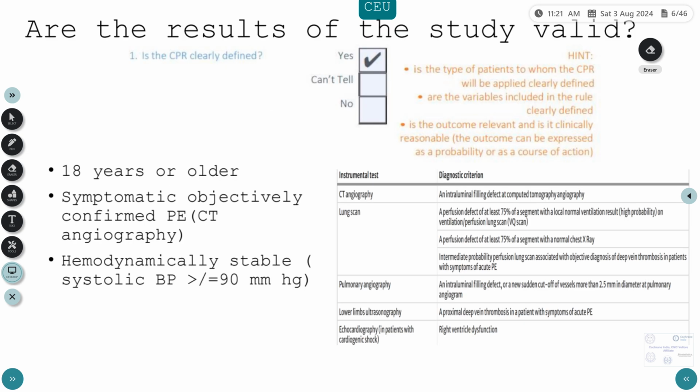So coming to the first question, is the clinical prediction rule clearly defined? So we will look at different aspects. One, the type of patients that they've looked at, which we have seen: more than 18 years of age, with symptomatic, objectively confirmed pulmonary embolism, that is with CT angiography in most of the patients, and patients needed to be hemodynamically stable, that is with a systolic blood pressure more than or equal to 90. So the type of patients for whom the clinical rule can be applied is clearly defined.